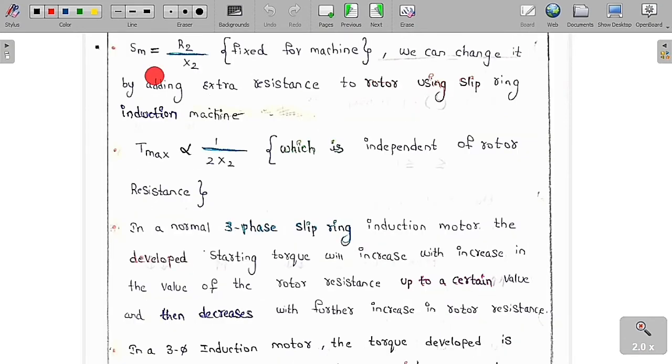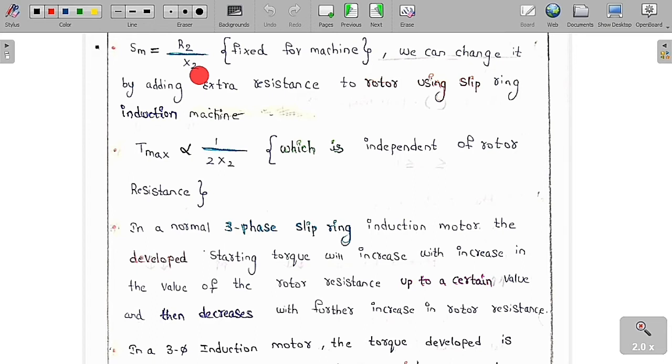So I have already told you, Sm is equal to R2 by X2. Here it is fixed for a given machine. So the ratio R2 by X2 is fixed for a given machine. Sm is called the slip at maximum torque, equal to R2 by X2. For a fixed machine, R2 and X2 are fixed, so this ratio is also fixed. R2 is called the rotor resistance, and X2 is called the rotor reactance at the standstill condition.